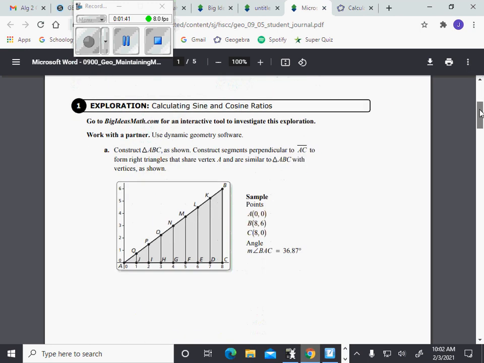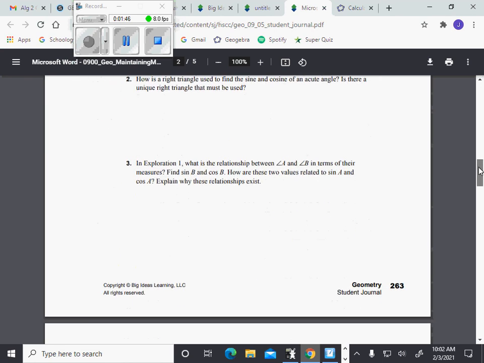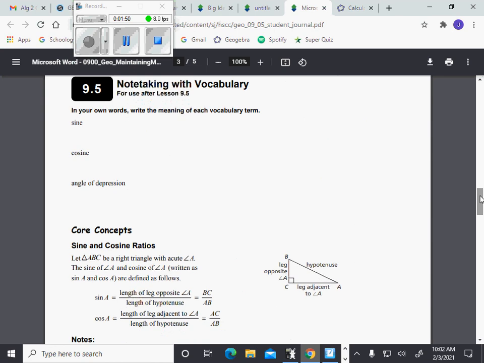Okay, we're not going to do this, we're going to skip through it. We're going to go right here. These definitions, again, you can write them if you'd like. I'm going to get my book out and see the exact definitions here.